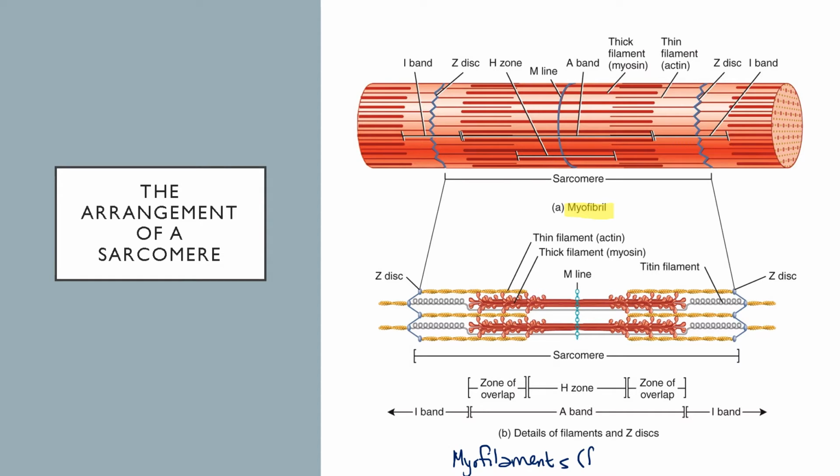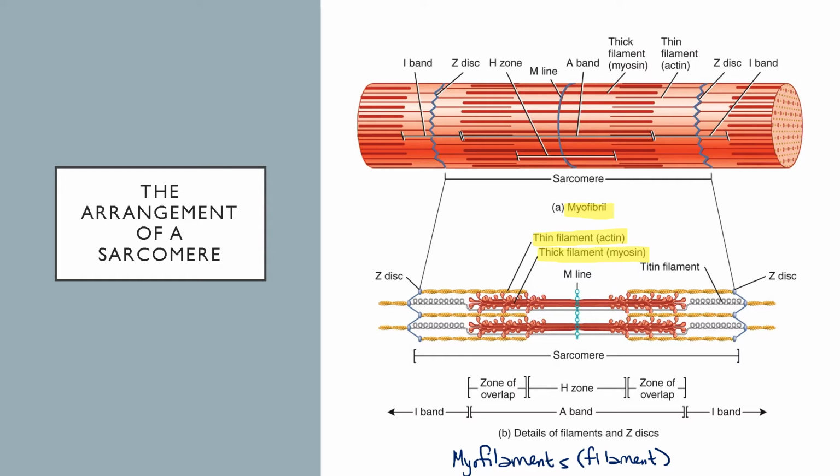Sometimes these are just shortened to filaments. But myofilaments means muscle filaments, so they're called myofilaments. The two types of myofilaments are the thin filaments, or actin, and thick filaments, which are myosin. Thin filaments are about 8 nanometers in diameter. They're composed of the protein actin, while thick filaments are about double the size and diameter, and they're composed mainly of the protein myosin.